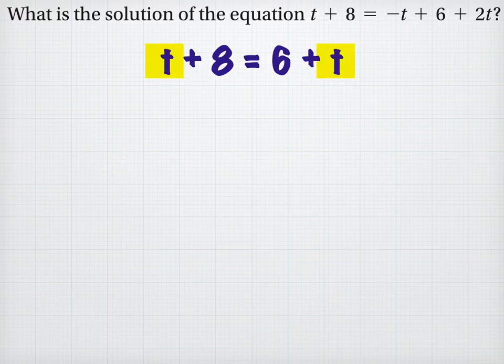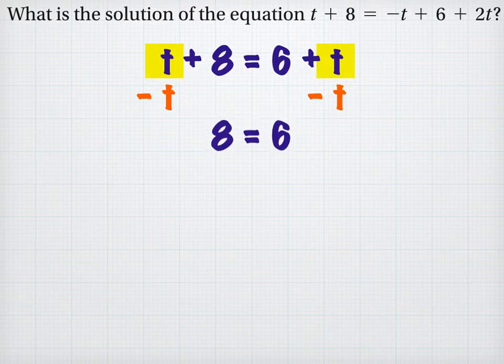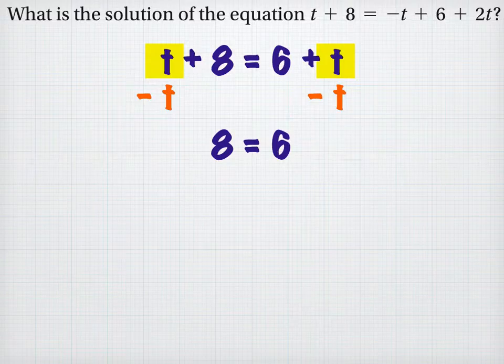I do have like terms. Both of these are understood positive 1t's. I need to get them together. The opposite of adding or having a positive 1t would be subtracting t from both sides. Now this is an interesting case because if you look at this, we have t minus t on the right-hand side, which would cancel out the t's. And we have a positive t minus t on the left-hand side, which is also going to cancel out the t's on that side. So actually right now I'm left with no variables left.